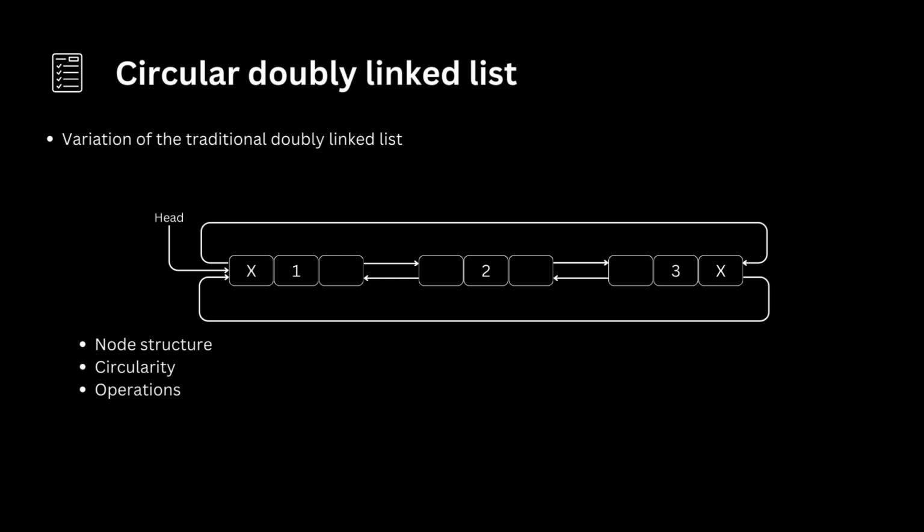Operations such as insertion, deletion, and traversal are similar to those in a traditional doubly linked list. However, care must be taken to handle the circular nature of the list properly, especially during the insertion and deletion operations. Traversal of the circular doubly linked list can start from any node and can proceed either forward using the next pointer or backward using the previous pointer until the starting node is reached again.